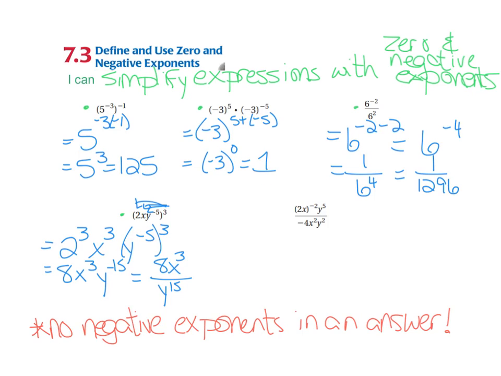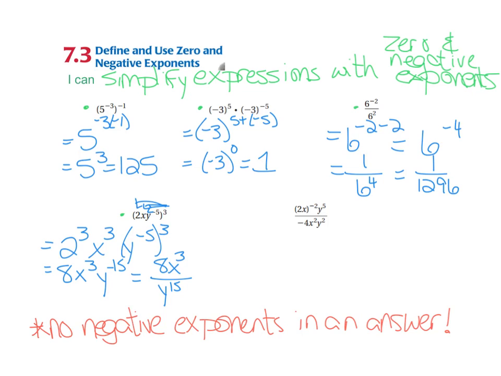Next situation, I notice I'm dividing with the same base. When you're dividing with the same base, you subtract. So I did -2 minus 2, so I get 6 to the -4. That's a negative exponent, so I have to fix it. So I did the reciprocal and got 1 over 6 to the 4th, which is 1 over 1296.